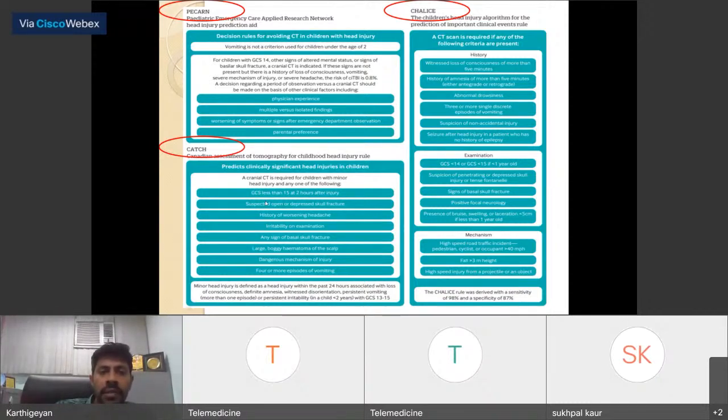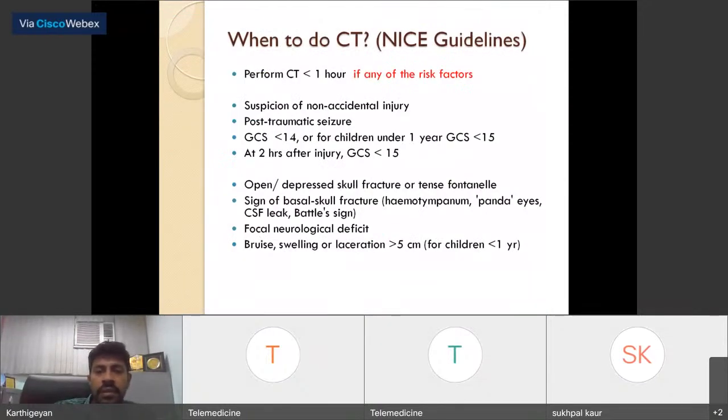So there are some major decision rules which have been proposed. These are the most popular ones: PECARN, CHALICE, and CATCH algorithms. These are widely available, and you can just go through them. I will just try to emphasize certain indications based on the NICE guidelines from the UK.